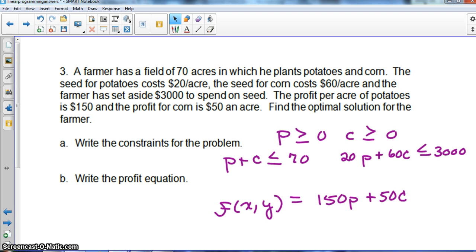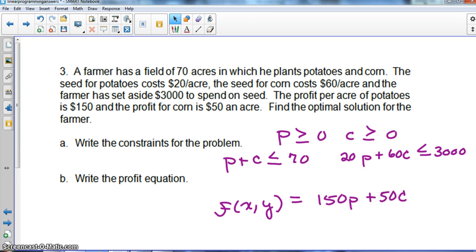So this is problem number 3 about the farmer and the acres, and I'm calling P for potatoes and C for corn. First of all, the number of acres for potatoes has to be greater than or equal to 0, and the same thing for the corn. The acres of potatoes plus the acres of corn has to be less than or equal to 70 acres. And then for the cost, $20 times the number of acres for potatoes and $60 times the number of acres for corn has to be less than or equal to 3,000.